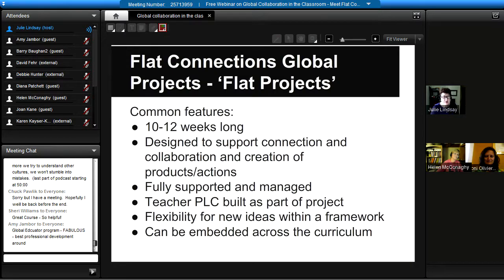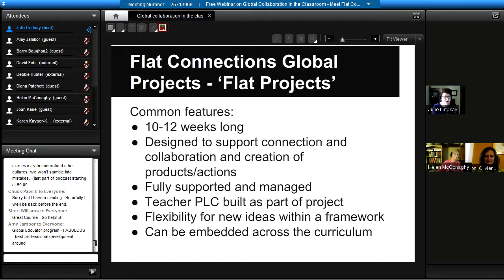And just before I do that, we have a number of projects, but just to let you know, the Flat projects or Flat Connections Global projects run twice. Every project runs twice a year. The Global Youth Debates is a little different, and I'll get to that probably in about 10 minutes when that slide comes up. But they run for 10 to 12 weeks long. They are designed to support connection and collaboration and creation of products and actions. They are fully supported and managed.